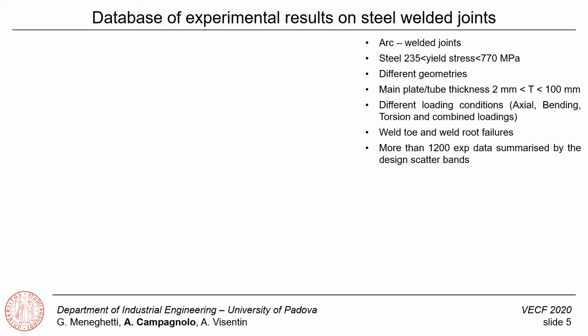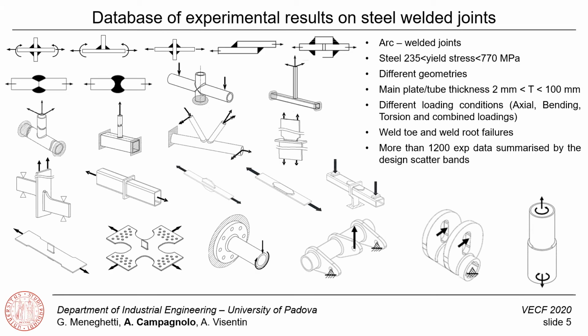The equivalent peak stress has been adopted to reanalyze about 2,000 experimental fatigue data relevant to aluminum or steel welded joints. As an example, dealing with steel joints, several welded details have been considered. The main plate or tube thickness was between 2 and 100 mm, while the base material was a structural steel having yield stress between 235 and 770 MPa.